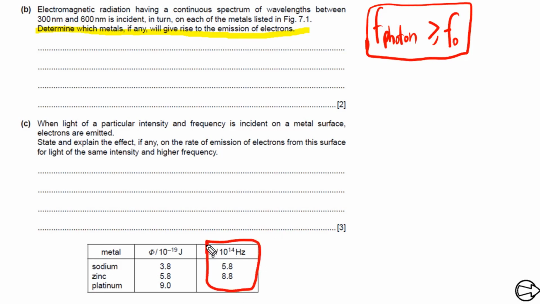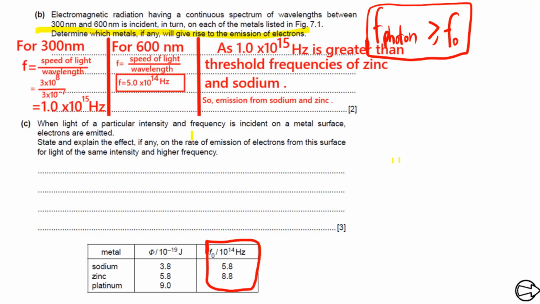If the frequency of the photon is greater than the threshold frequency, photoelectrons will be emitted. If it is lower than the threshold frequency, photoelectrons will not be emitted. First of all, let's try to calculate the frequency of each photon. So here we have calculated the frequency of each photon. For this photon, its frequency we have also calculated.